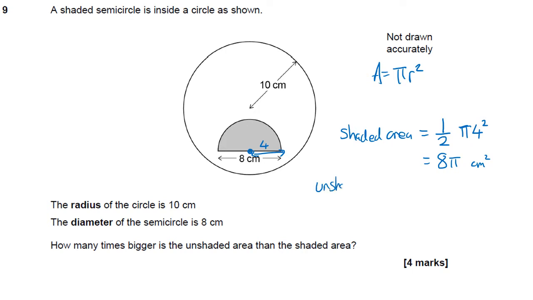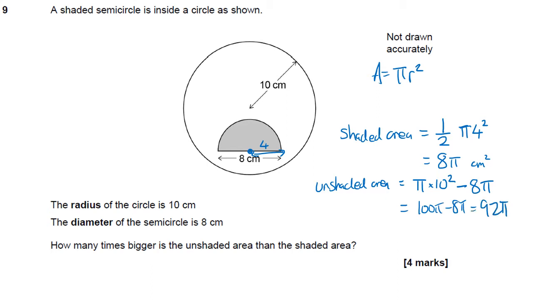The unshaded area is just everything that's left. So that is the area of the big circle, and we're given the radius that time, so that's easy, so that's just pi times 10 squared. But then we've got to subtract the bit that we've shaded in, so we've got to subtract the area of the semicircle, which we just found was 8 pi. So 10 squared is 100, so we've got 100 pi minus 8 pi, which is 92 pi.